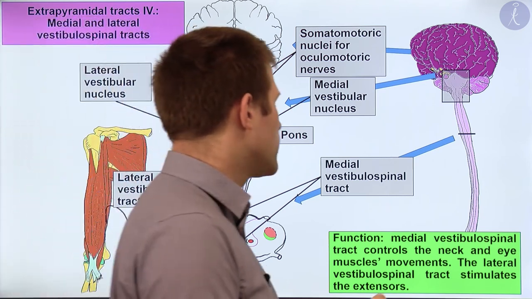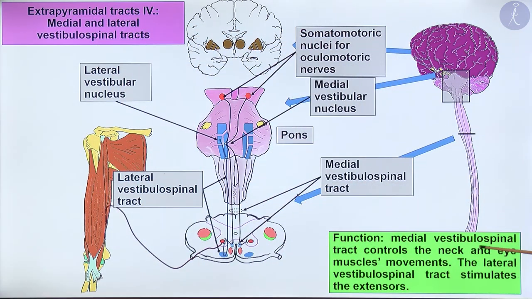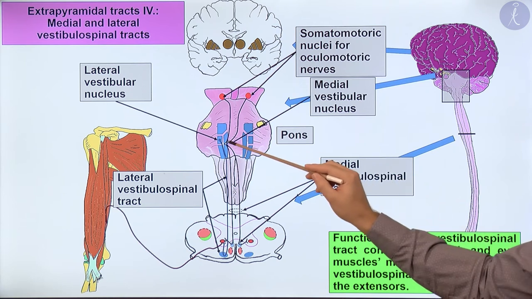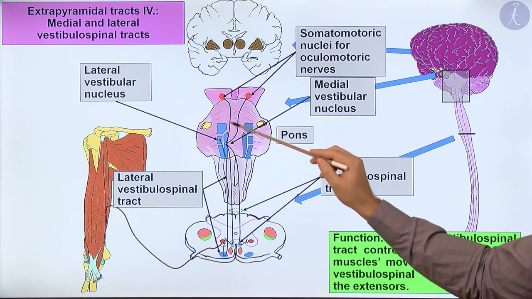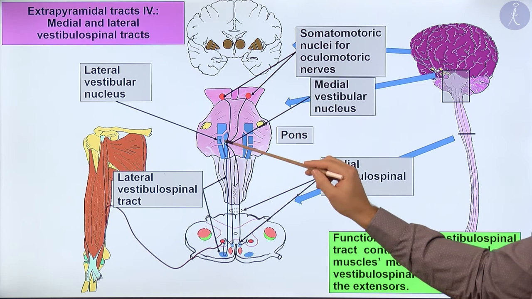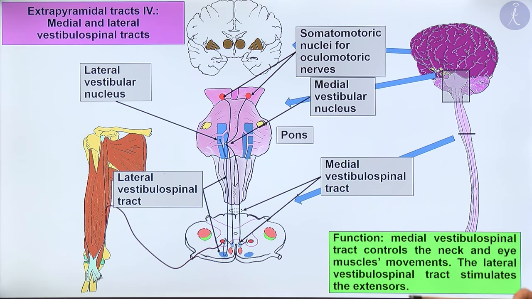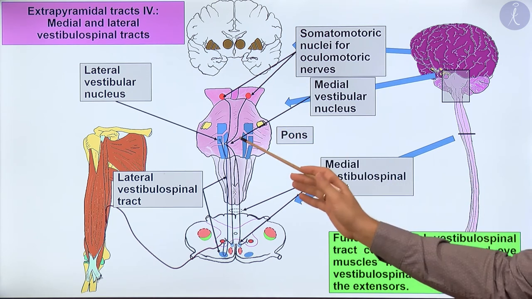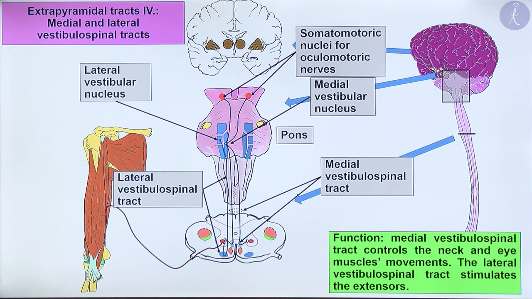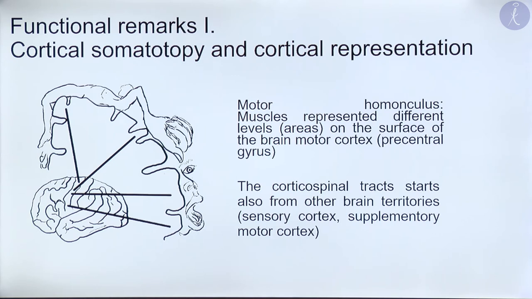The tract that controls these movements is the medial vestibulospinal tract and the so-called medial longitudinal fasciculus. If you don't know, no problem. I just want you to see that these neurons play a crucial role to control your eye muscle movements together with the neck muscle movements. Let's see some functional remarks regarding this somatomotoric and motoric coordination.